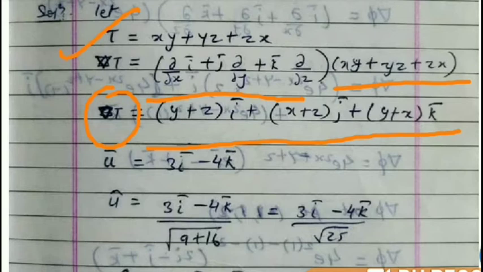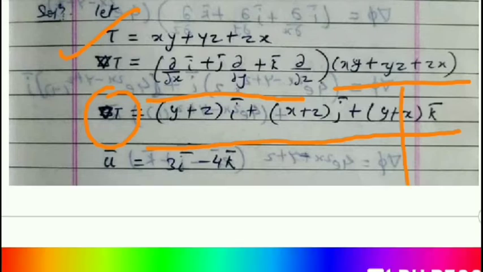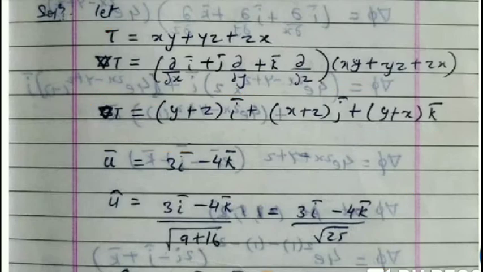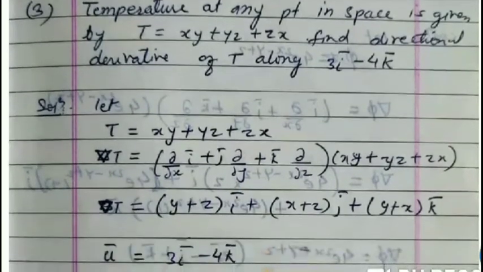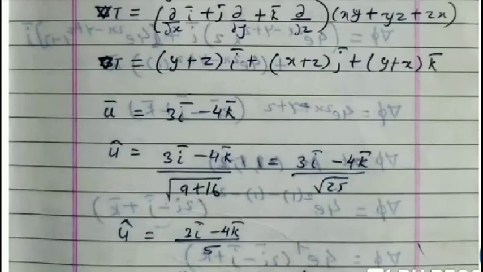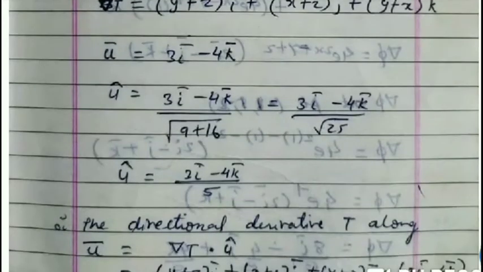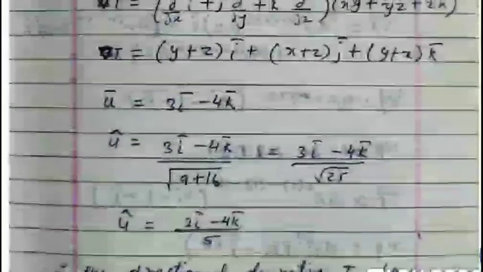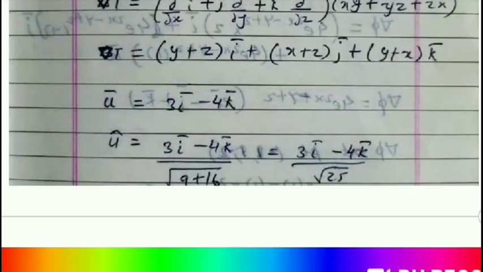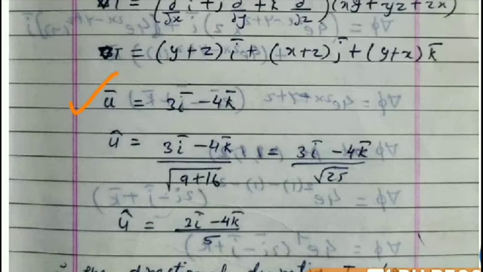In this question the point is missing. We are not given the value of the point. So we will get the directional derivative in xyz form, not in constant form, not in number form. And the value of u bar equals 3i minus 4k. Calculate the unit vector u cap.